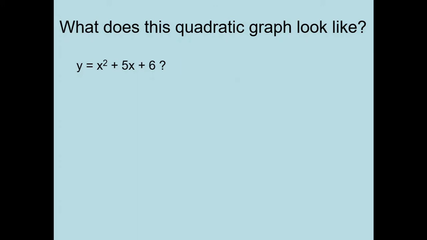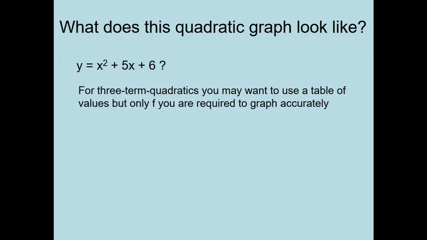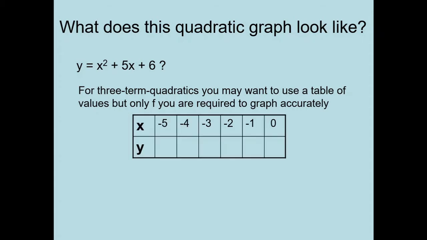Let's do the same with this quadratic. What's it going to look like? We could go through the process of filling out a table of values, but only if you actually need to graph this accurately. So here's my table of values, and I've chosen some values of x from -5 up to 0. Filling this in: -5 squared plus 5 times -5 plus 6, and -4 squared plus 5 times -4 plus 6, and so on.